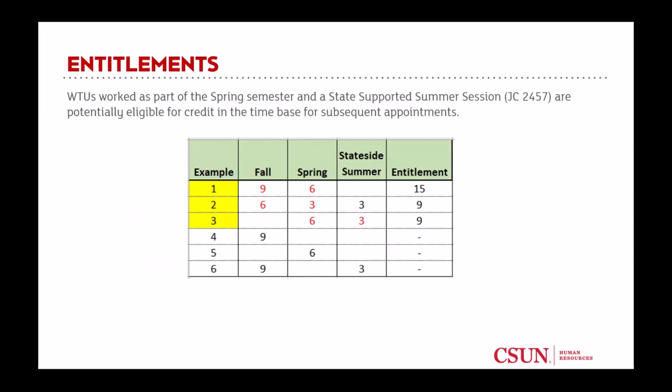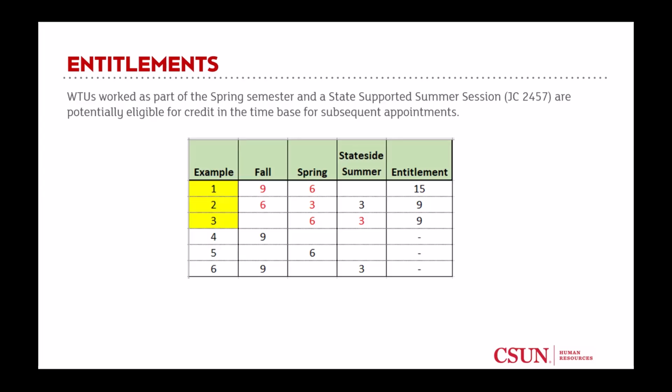So I mentioned entitlement. Courses in summer may change entitlement, but I highlighted the three cases here where entitlement could change for a faculty member. Now, entitlement is based on 2 consecutive semesters, and it always begins with fall. In the first example, if a faculty member taught fall and also taught spring, then that's going to be the entitlement for that academic year.